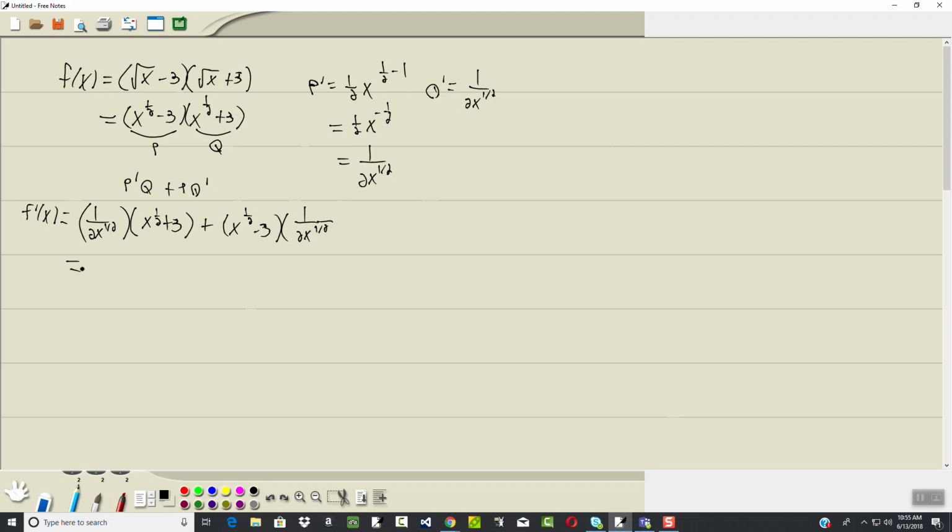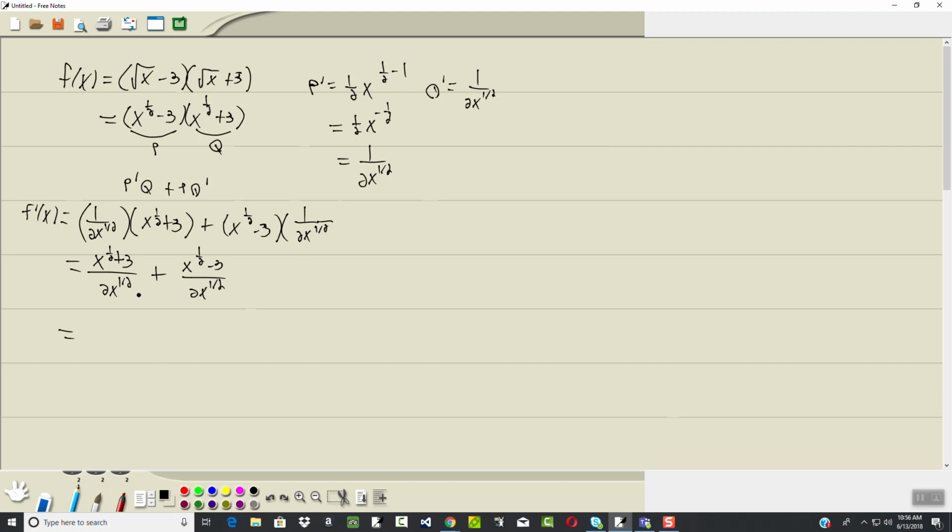Now I'm going to write these as single fractions. So this would be x to the 1/2 plus 3 over 2x to the 1/2 plus x to the 1/2 minus 3 over 2x to the 1/2.